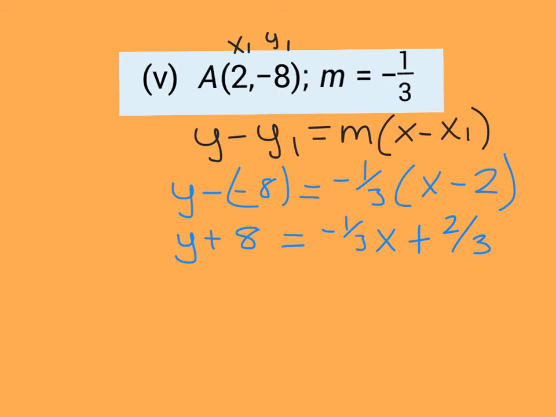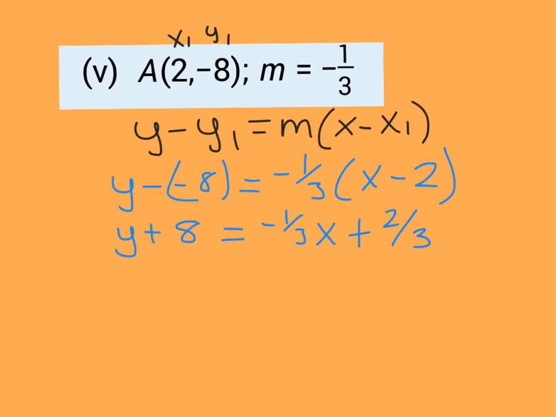Okay, now fractions aren't ideal when we're looking at the equation of a line. So ideally I want to get rid of the thirds here, and the best way of doing that in this case is to multiply the whole thing by 3. So I go ahead and multiply that whole line by 3 just to get rid of the thirds on the bottom.